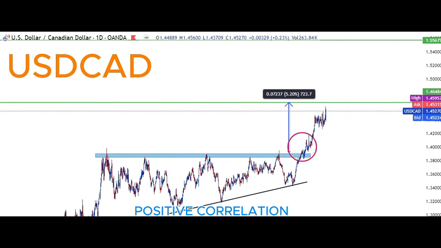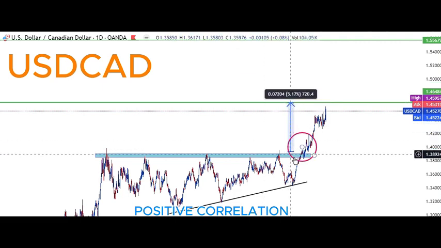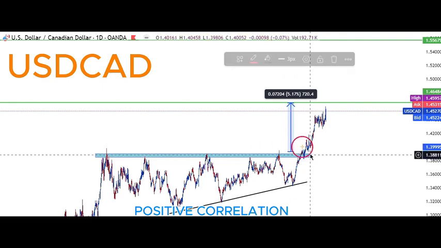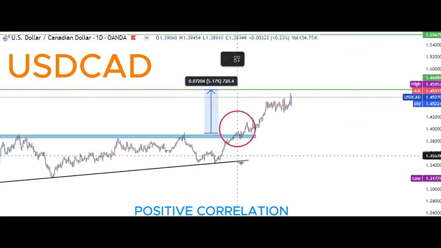The target for me has been 720 pips up here, and it has been moving up since the 17th of September of last year. So it's still rising, and if it breaks above this level, then we are looking at continuation all the way up. This is what we are looking at.